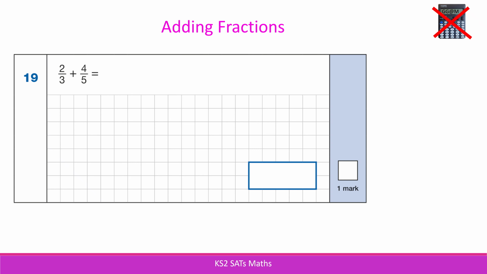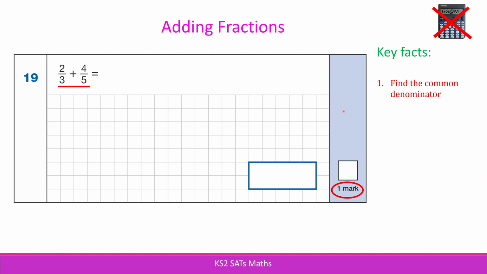This is a question on adding fractions. We're going to be looking at adding 2/3 and 4/5 together, and you've got to write your answer in the box provided here, and this will give you 1 mark in the exam. So our key facts are that we need to find a common denominator. So the denominator is the number at the bottom here. So what number is common to 3 and 5 in this case?